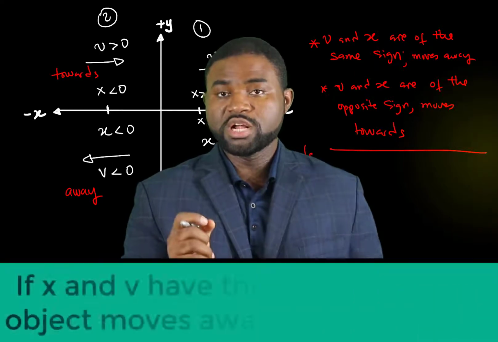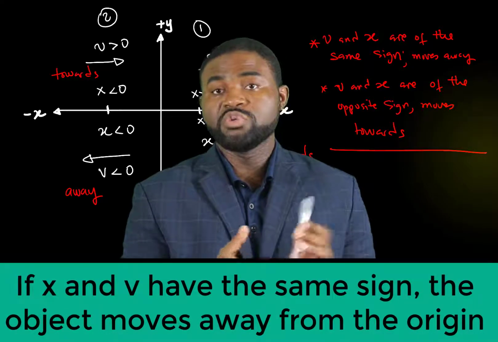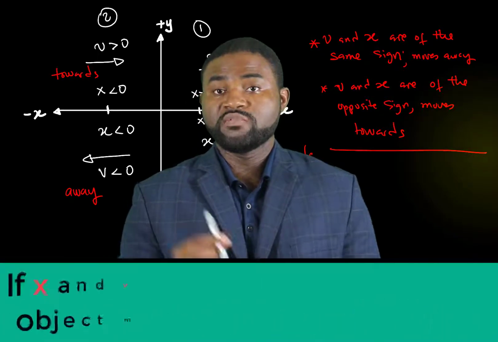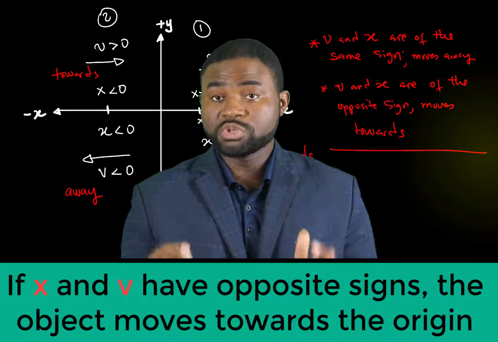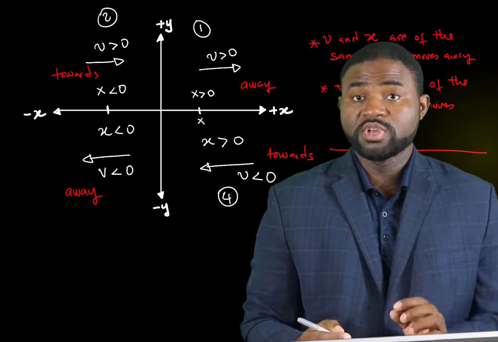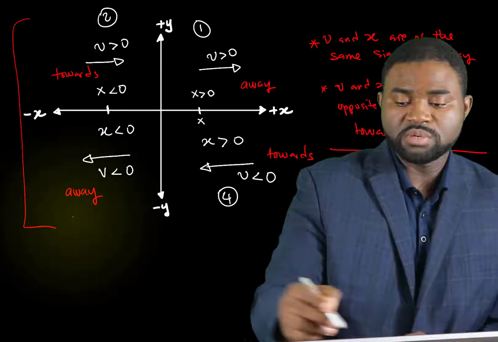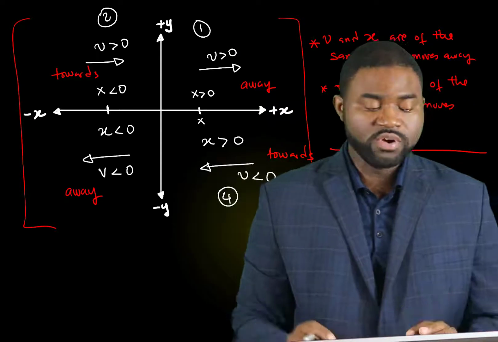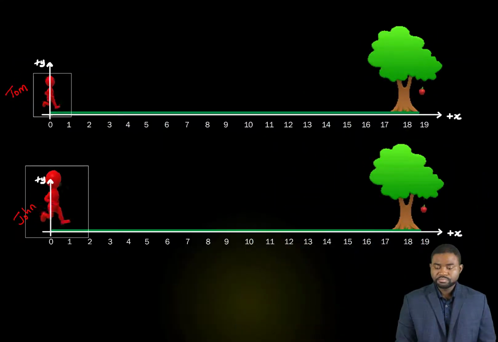Now, if the position and velocity are of the same sign, the object will move away from the origin. But if the position and velocity are of opposite sign, the object will be moving towards the origin, either from the right or from the left, as defined by this summary diagram. This is a very important diagram. Now, in front of us, we have two runners. We have Tom and we have John. Now, John weighs more than Tommy. So let's see what happens in this race.